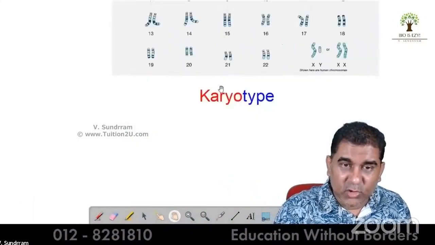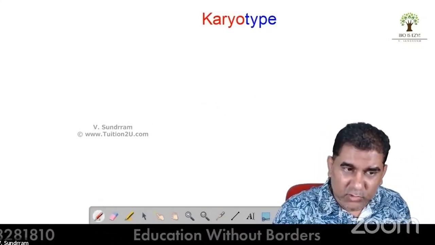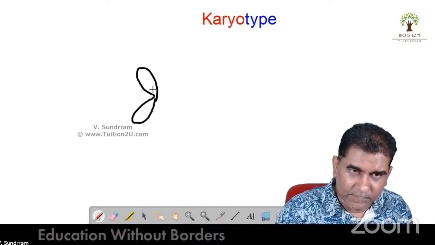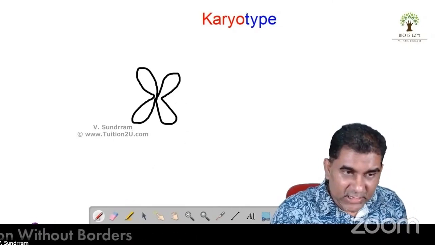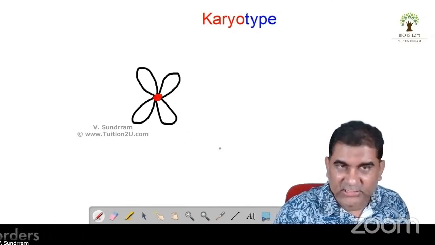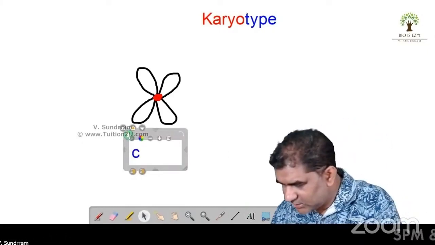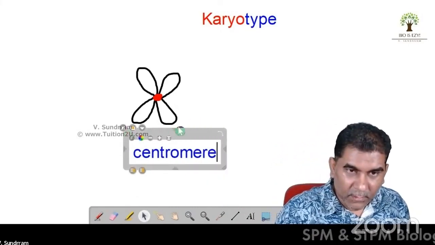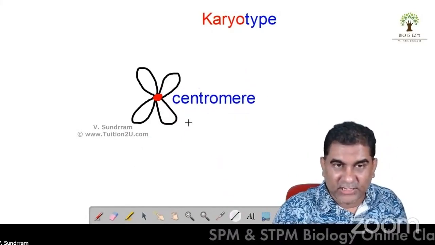What is the centromere? In mitosis, meiosis, if you draw the chromosome, you draw the chromosome like this, but in the center, you will have a circular structure. That is a centromere. This red one, we call it a centromere.